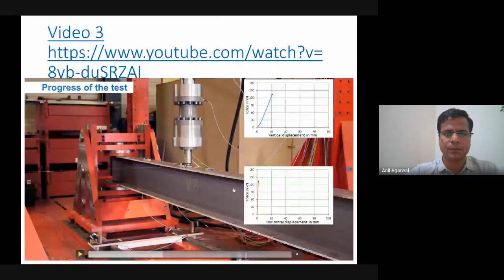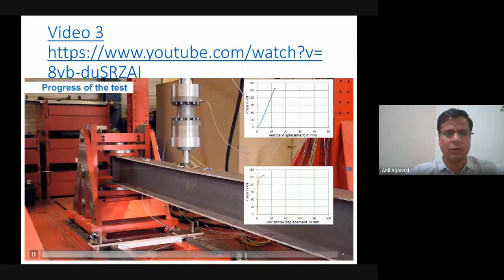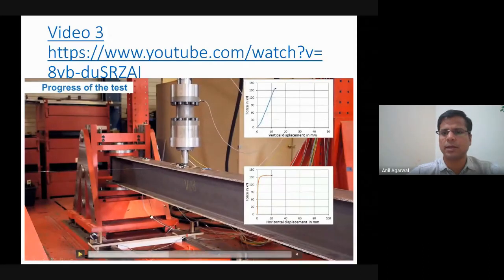We keep pushing it forward. Suddenly, what you notice is that at this point, the vertical displacement starts to increase relatively rapidly. But if you see horizontal displacement, it suddenly shoots up. So far, horizontal displacement was very small in comparison to vertical displacement, but suddenly the horizontal displacement has become more than 20 mm, whereas the vertical displacement is only about 13 mm. And then it keeps growing very rapidly.